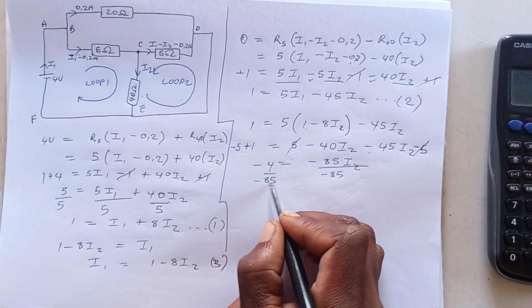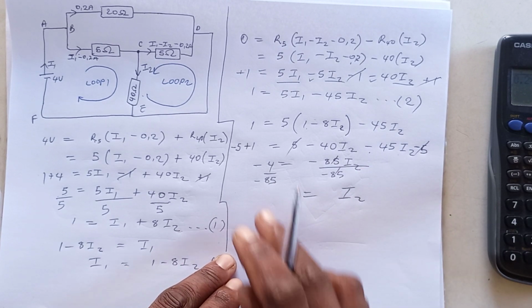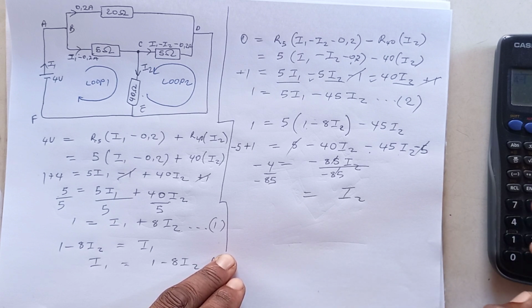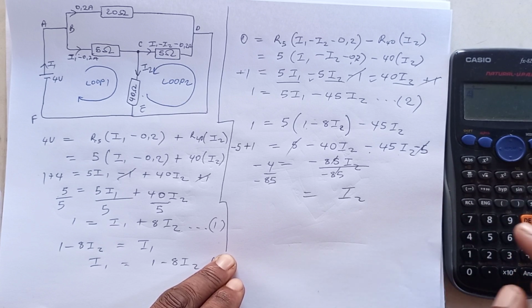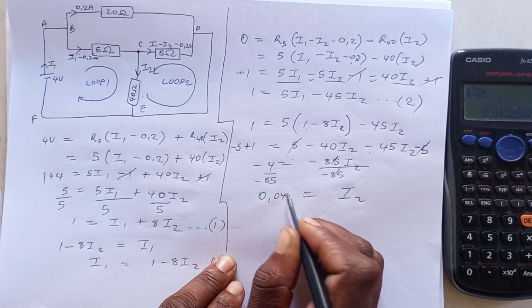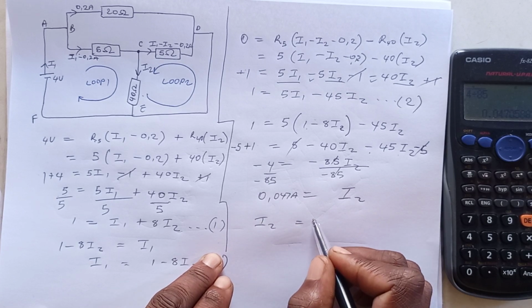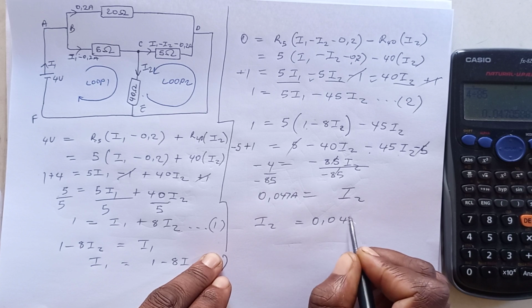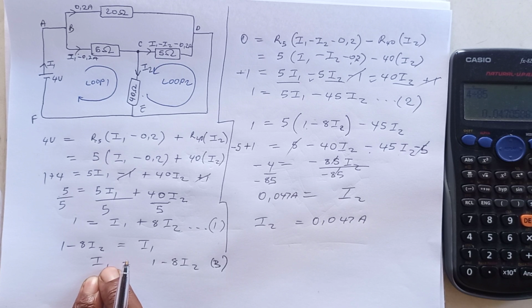So we divide by minus 85 because we want I2. Minus 85. So we would have I2 that is positive, and 4 divided by 85, 4 divided by 85 is equal to 0,047a. So we know I2 is 0,047a. Now we can substitute this I2 here to get I1.